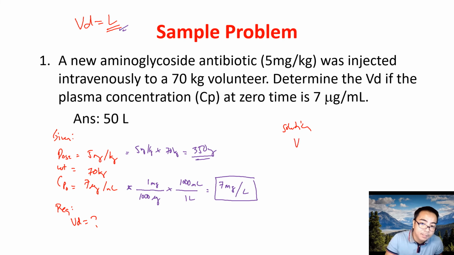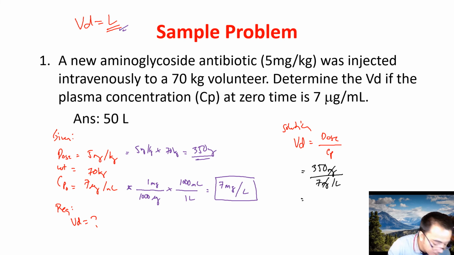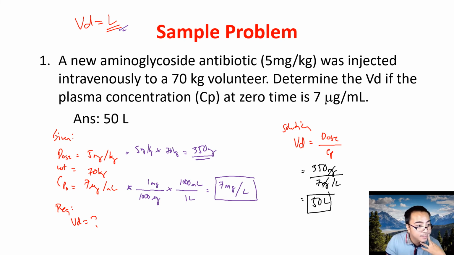The formula is VD equals dose over CP. Therefore, our dose is 350 milligrams, and our CP is 7 milligrams per liter. So, cancel, cancel. 350 divided by 7, you get 50 liters. Right? Same answer.